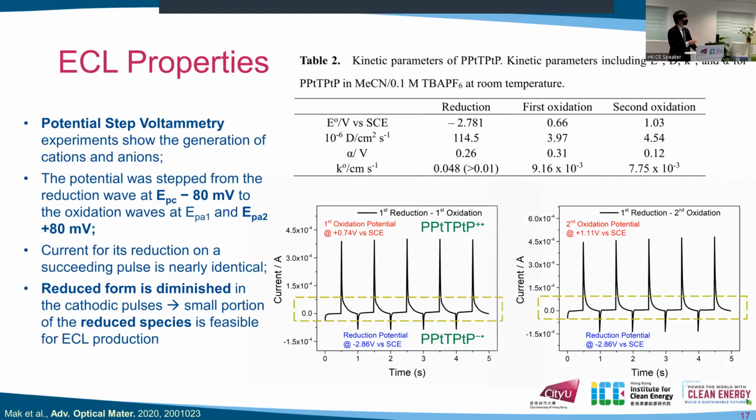We also do the experiment on potential step chronoamperometry. This potential step chronoamperometry can give us the current response to understand whether the formation of the radical cation or radical anion is stable or not. Here, we can see that at the reduction potential, only a small current response is given out, which means that the reduced species of the PDT species is not stable.